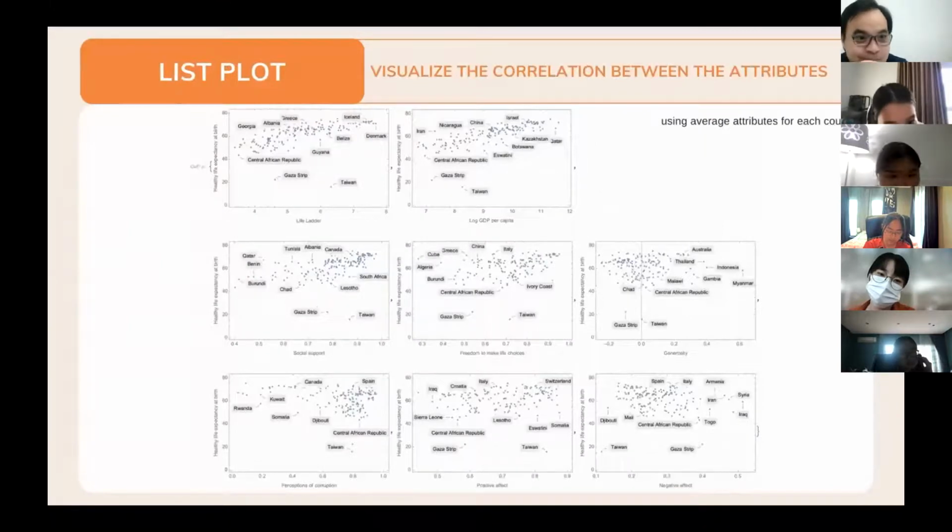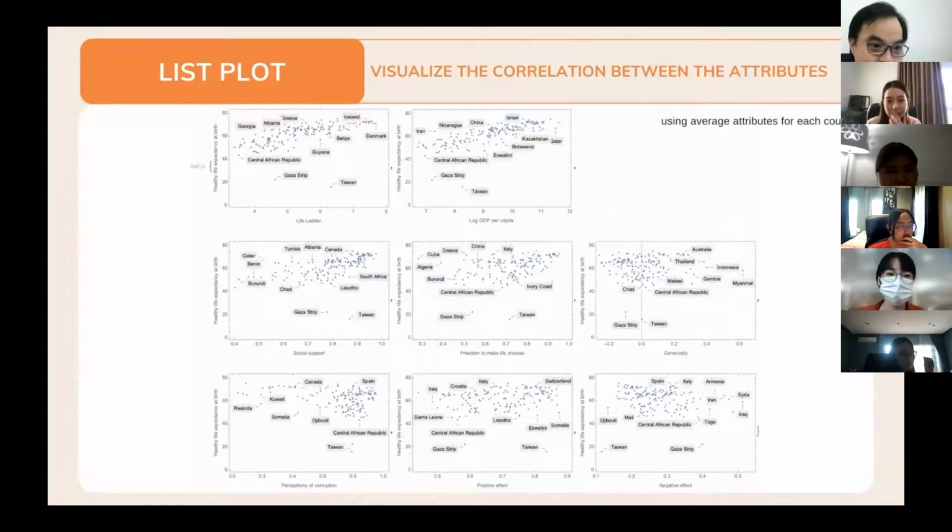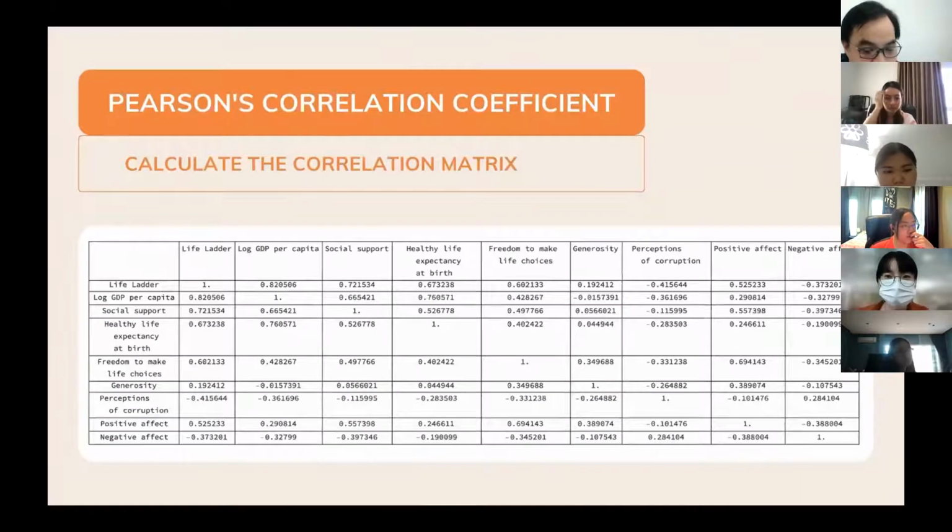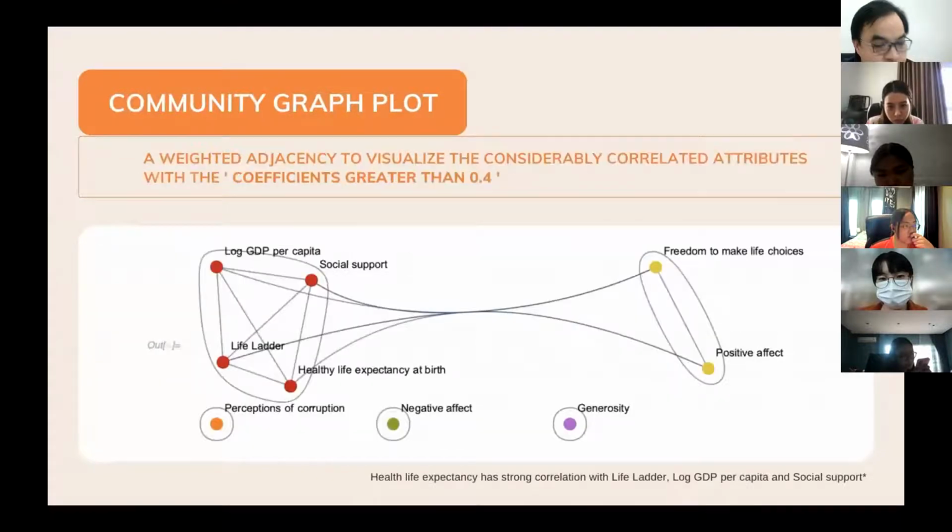I used line plot to visualize the correlation between the attributes using average attributes for each country. For example, the second graph shows if life ladder is high, healthy life expectancy will also be high. Fourth, Pearson's correlation coefficient. I use this to calculate the correlation matrix to create a community graph plot. A weighted adjacency is to visualize the considerably correlated attributes with the coefficient greater than 0.4. It shows which factors are related to which factor.